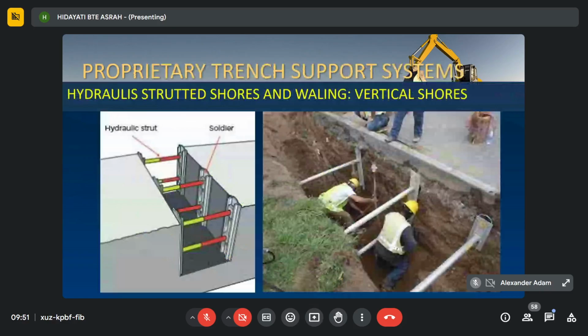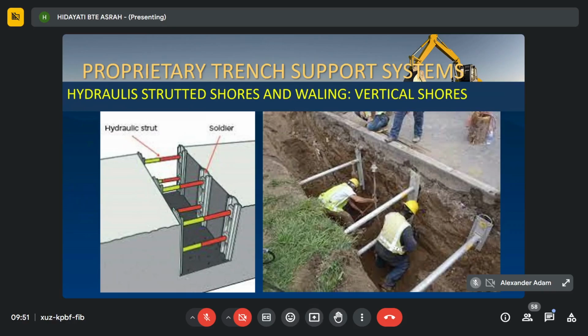So you can see here, this is a vertical shore. You can see the hydraulic struts are used to support this vertical shore. This is the strut, the yellow and red color. And this is a waller unit. You can see the strut is used to support the waller. This one is waller. So this is strut.